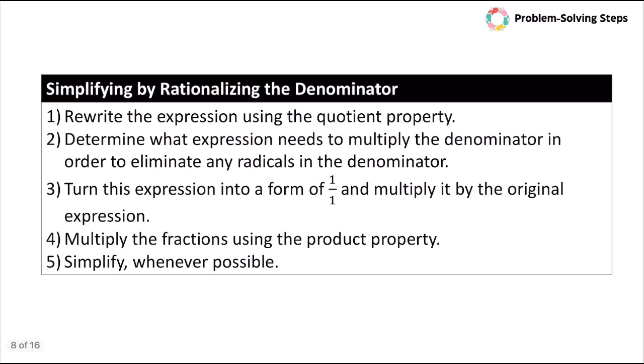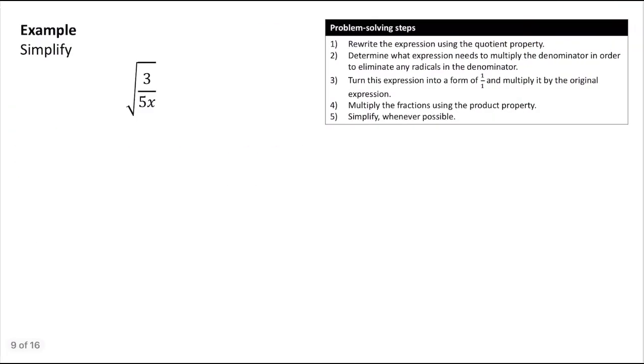So that's what we're going to do today. We're going to start off by rewriting the expressions that we're working with using the quotient property. Then we'll determine what expression needs to multiply the denominator in order to eliminate any radicals in the denominator. Then we'll turn this expression into a form of 1 over 1 and multiply it by the original expression. Then we'll multiply the fractions using the product property and simplify whenever possible. So let's start off with this example.